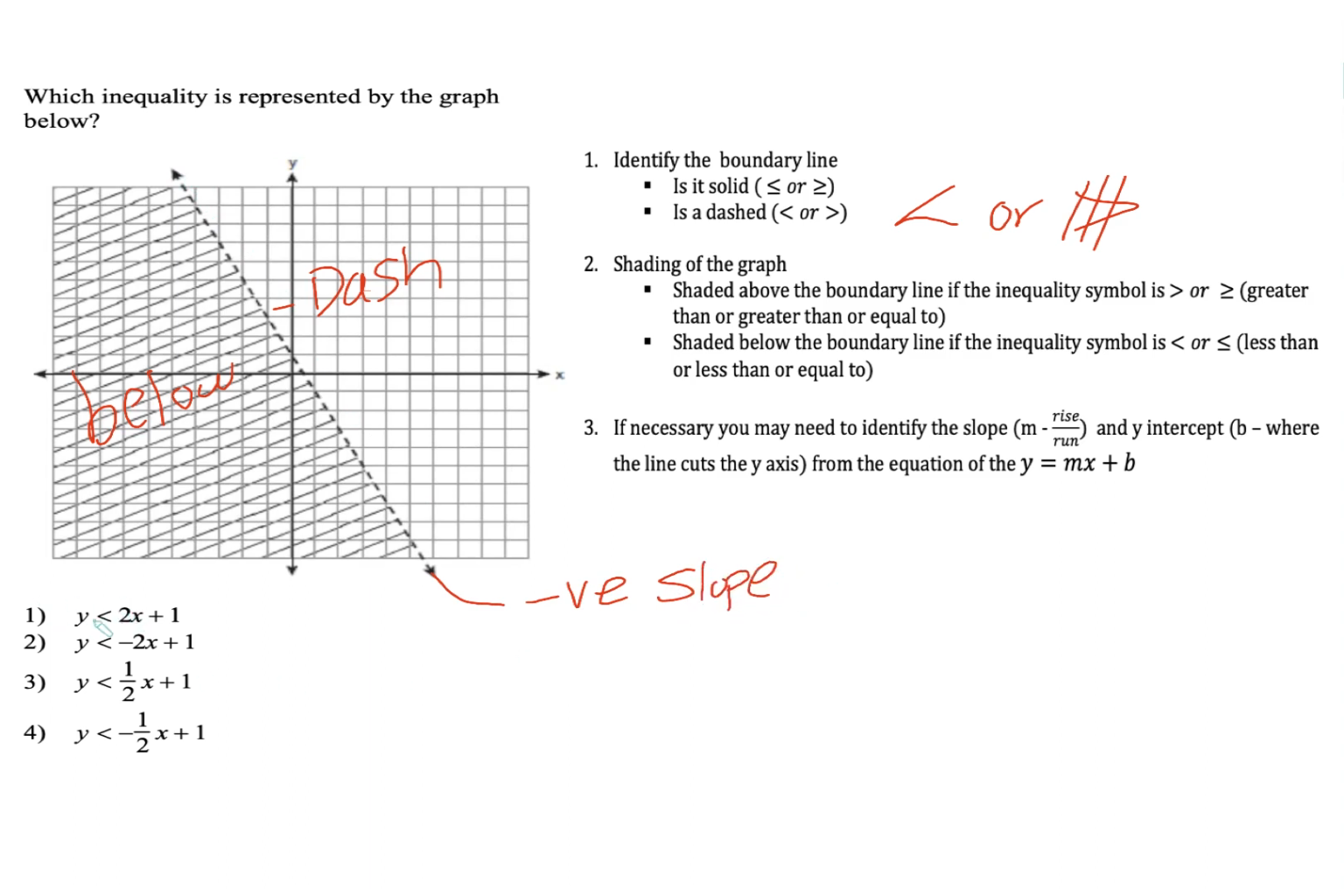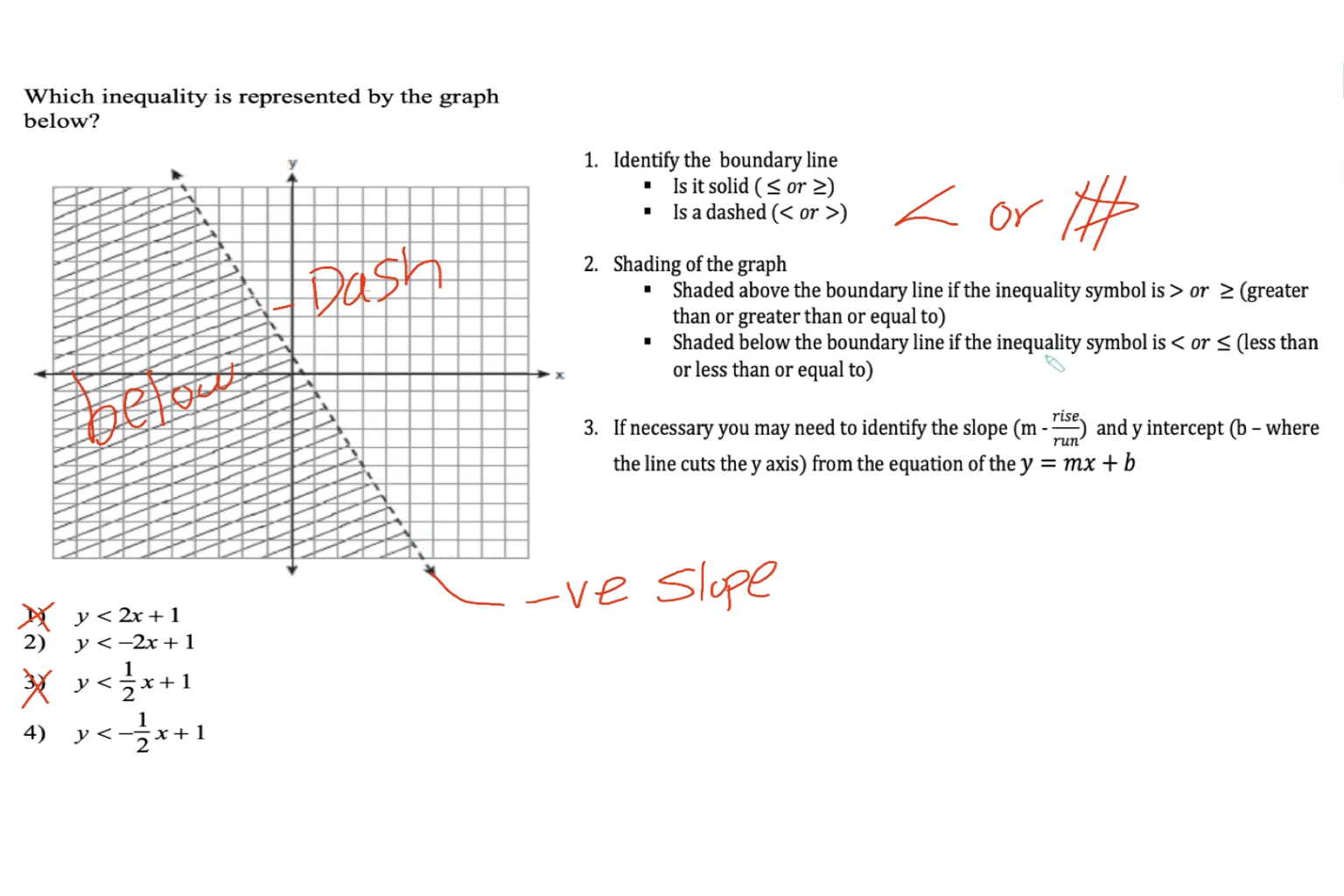Therefore, I can eliminate number 1 because that has a positive slope, a +2. Okay, my answer may be number 2 because this has a negative slope. I can eliminate number 3 because that's a positive slope. It's a half. So my answer is either 2 or 4 because these have negative slopes.